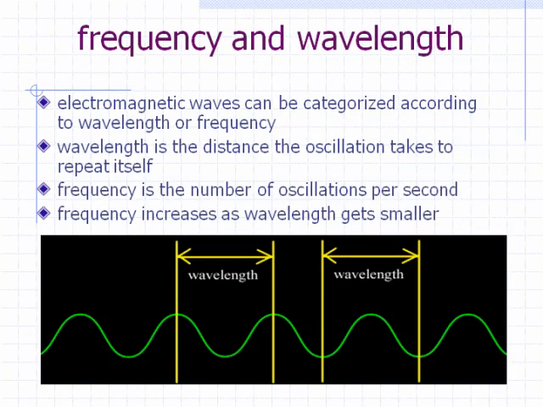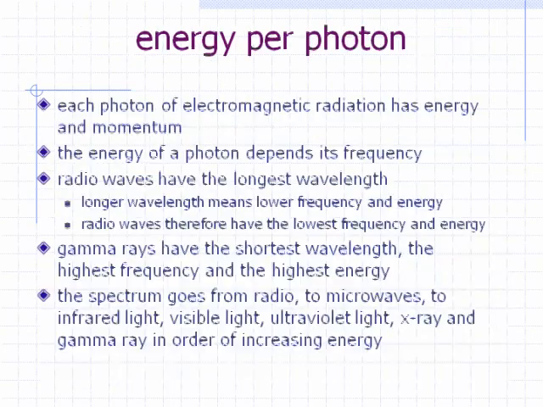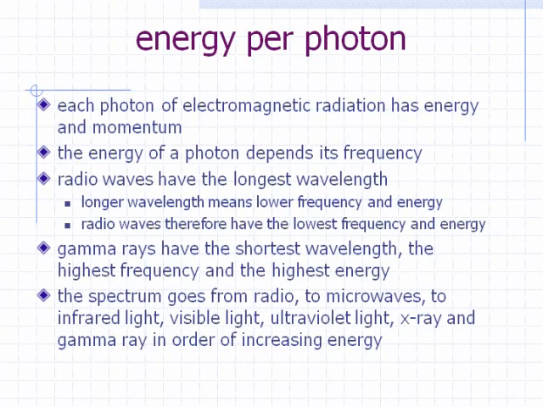So electromagnetic waves can be categorized according to their wavelength or their frequency. Wavelength and frequency are inversely related when we're talking about these waves. Wavelength is the distance that one oscillation takes to repeat itself. Frequency is how many oscillations we get in a unit period of time. Usually, if we're measuring it in hertz, it's how many oscillations are happening per second.